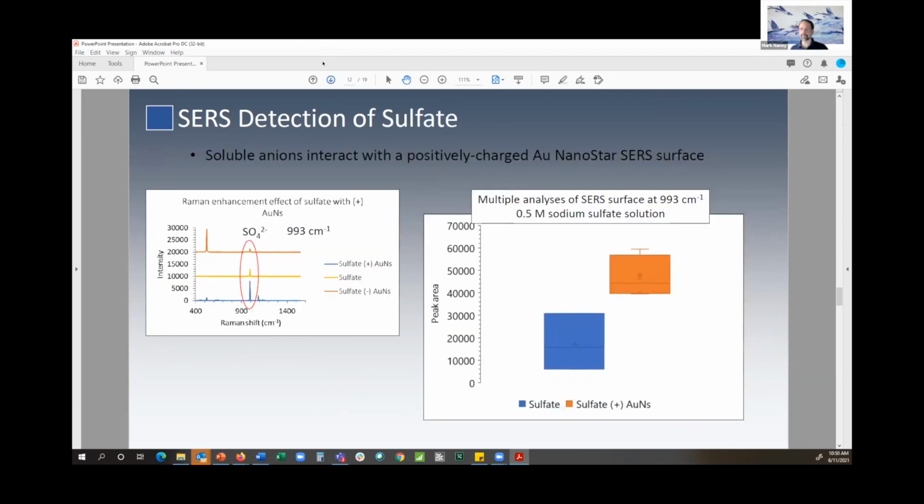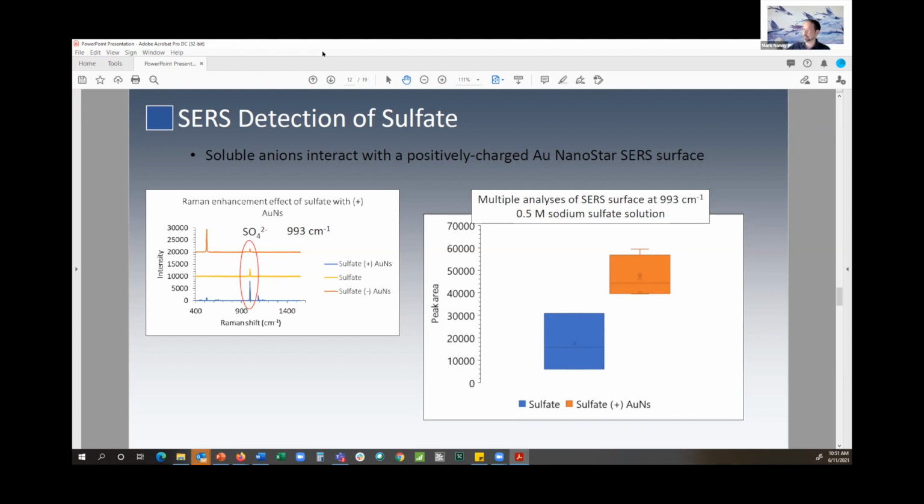Next slide, please. So it's not as good as we want right at this moment. There's a lot of tweaking we need to do, for example, how long the alkyl thiol is, and the size and all of that of the nanostar. But we are seeing a positive indication that we are getting surface enhanced Raman scattering with our sulfate signal. Sulfate has a very distinct signal at 993 reciprocal centimeters. And what you can see here is that when we have sulfate in the presence of our cationic nanostars, we get a higher peak.